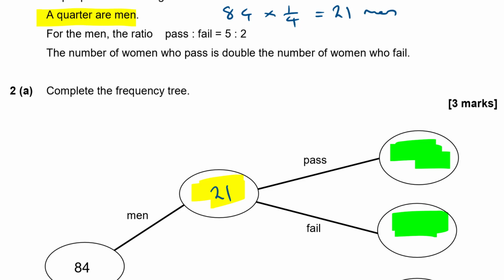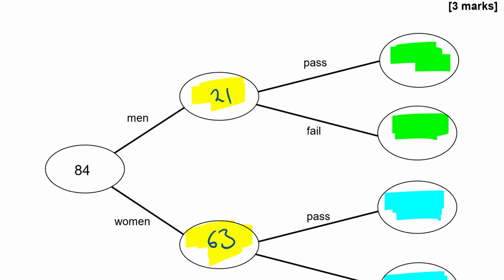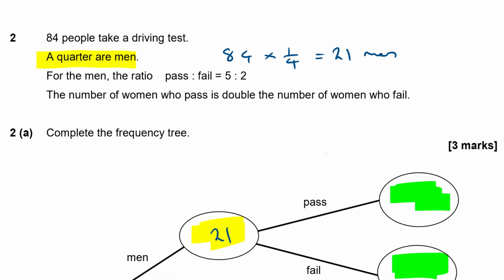So if there are 21 men, there must be 84 subtract 21 women then, mustn't there? Because these two numbers add up to 84. So 84 subtract 21 is going to give me 63. So 63 women and 21 men. Okay, what's the next piece of information?